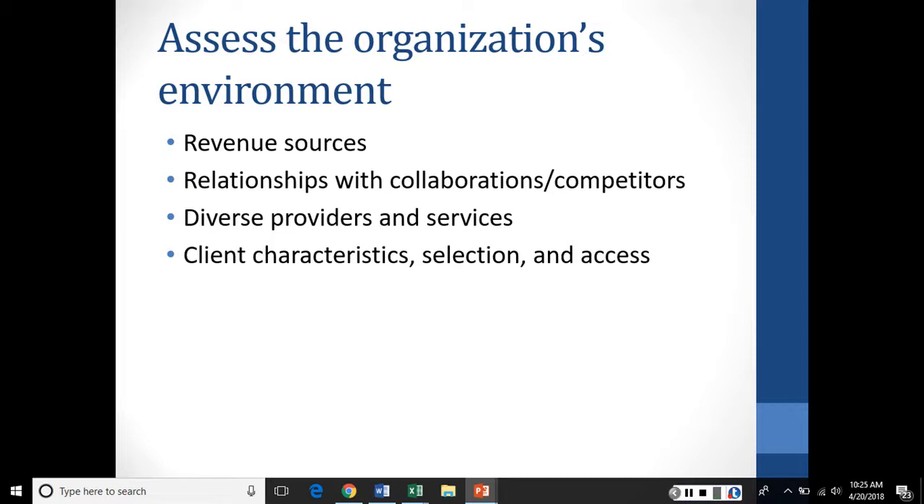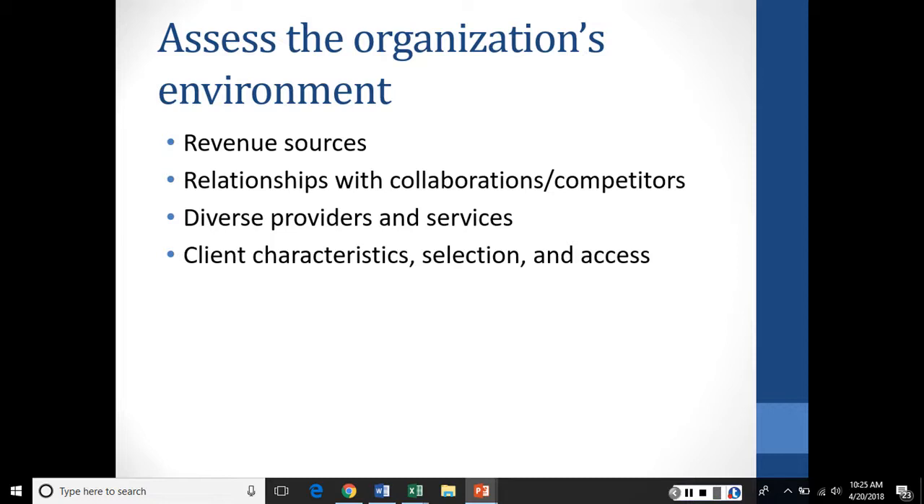We always want to make sure that we're putting the population first and that we're making decisions that are in line with that, and it's important that we have people who represent them. So again, looking at the client characteristics, the selection of our clients, and clients' access to the organization. So this is also things we need to keep in mind.